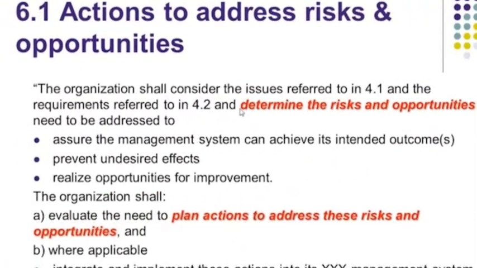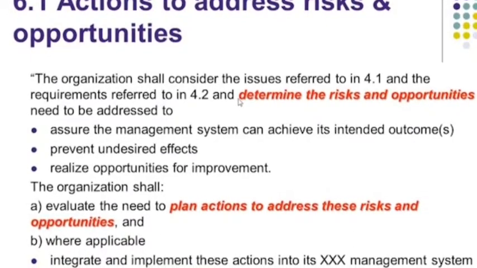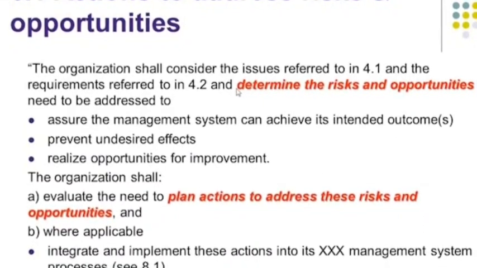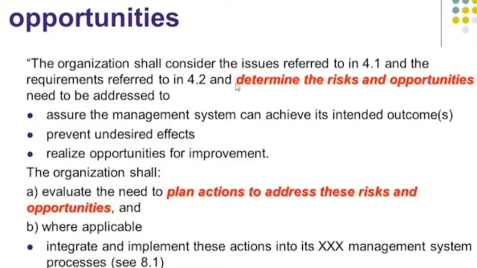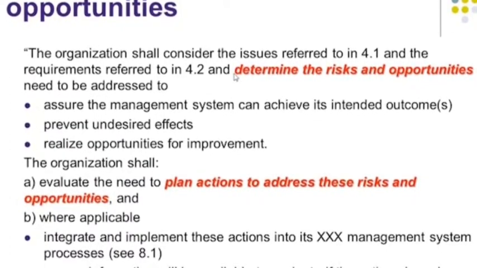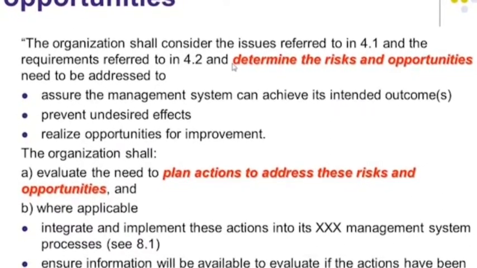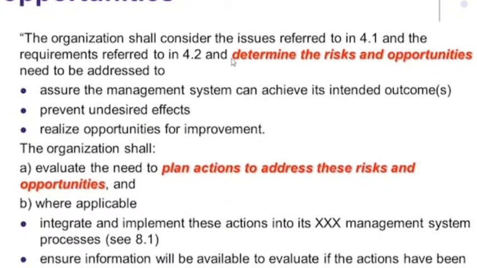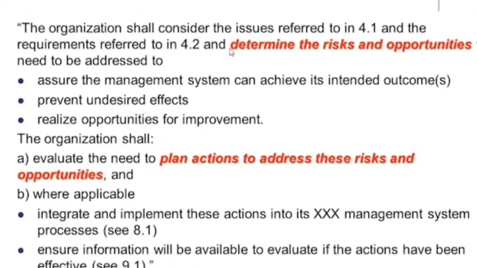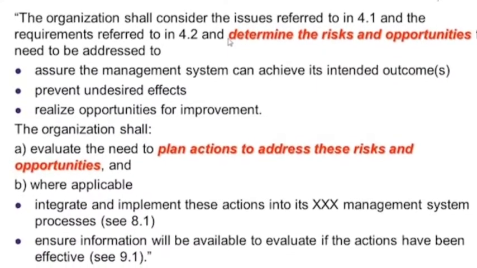We then move on to the next one, where I just want to pluck out a few little highlights. The organisation shall think about the context, shall think about the interested parties and determine what are the risks and opportunities that need to be addressed to make sure that the system can achieve its intended outcomes, to prevent undesired effects and to realise opportunities for improvement. The organisation shall evaluate the need to plan actions to address these risks and opportunities. In other words, that whole concept of preventive action, by identifying risks, mitigating them, eliminating them or minimising them or reducing them to a level that is considered acceptable, is now up front and at the beginning of the standard.